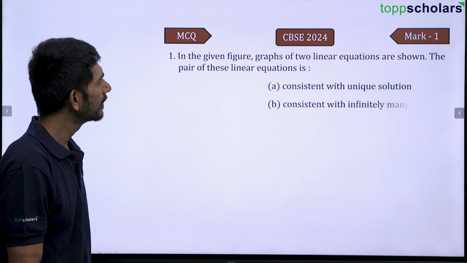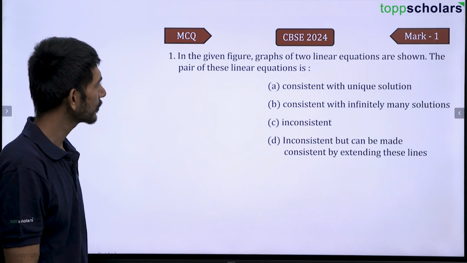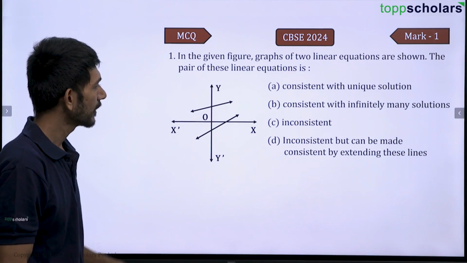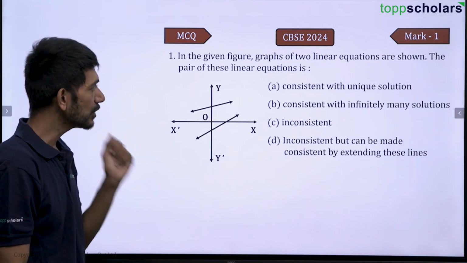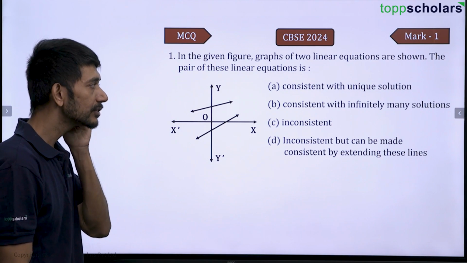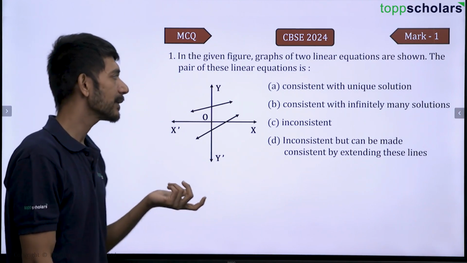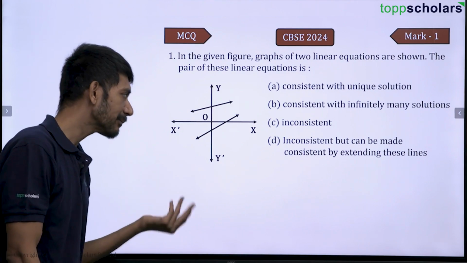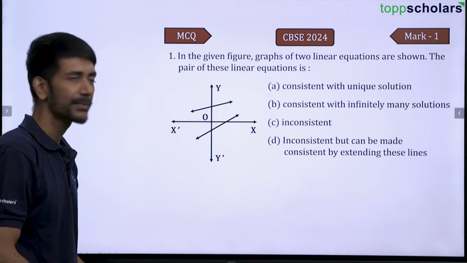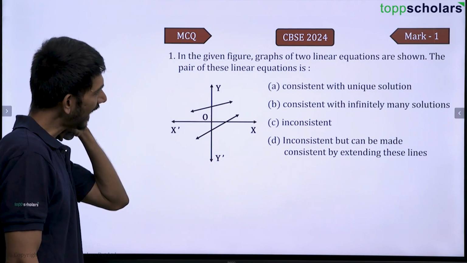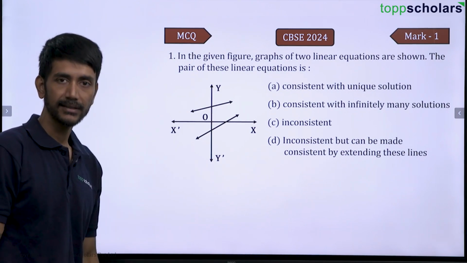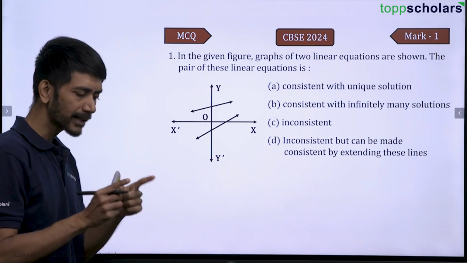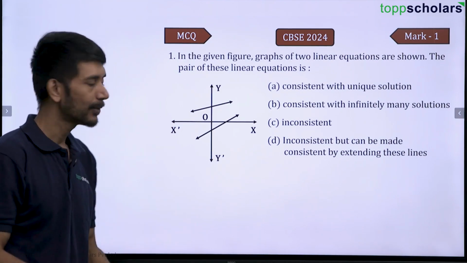Okay. Let's have a look at a simple question. In the given figure, graphs of two linear equations are shown. The pair of these linear equations are. Now this is very interesting. If you see the options, it is consistent with unique solution, consistent with infinitely many solutions, inconsistent or inconsistent but can be made consistent by extending the lines. Now see, as of now it looks inconsistent, right? It looks inconsistent because they are not having any solution as of now.